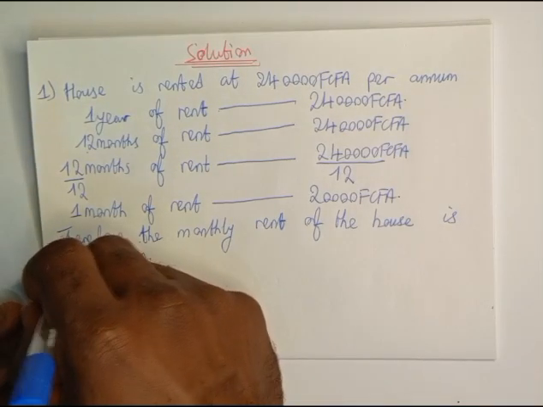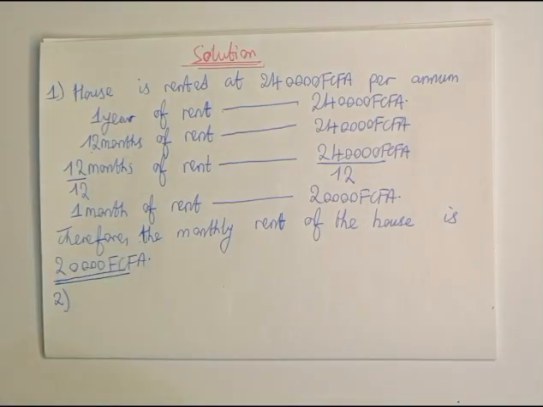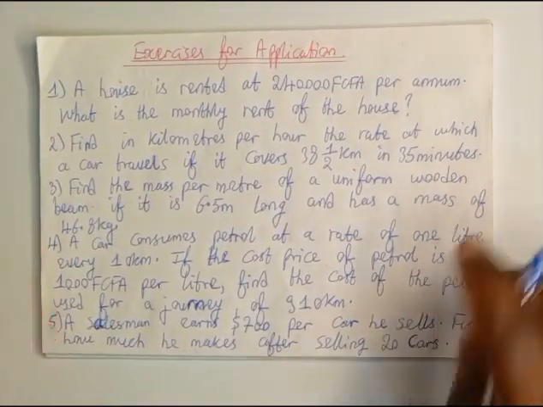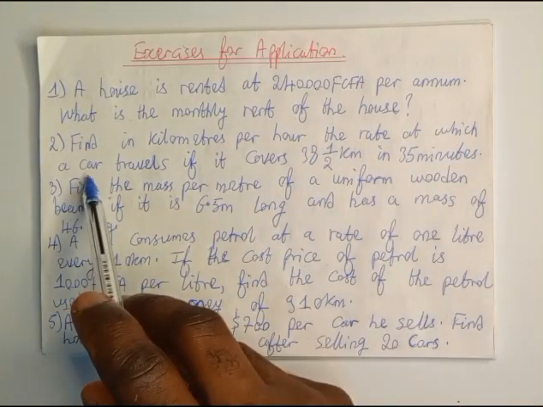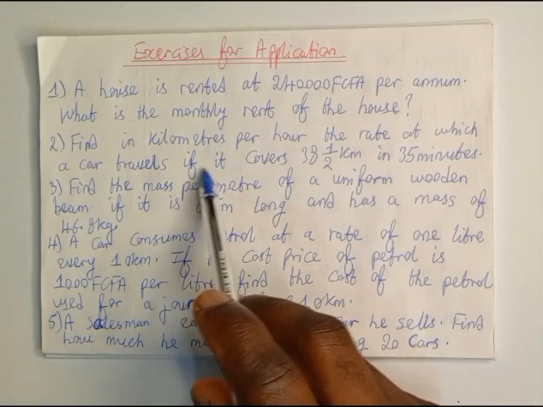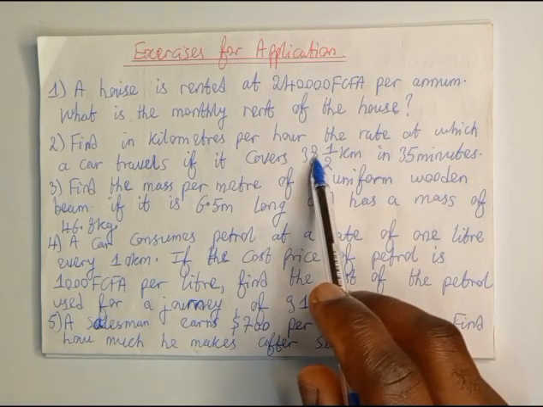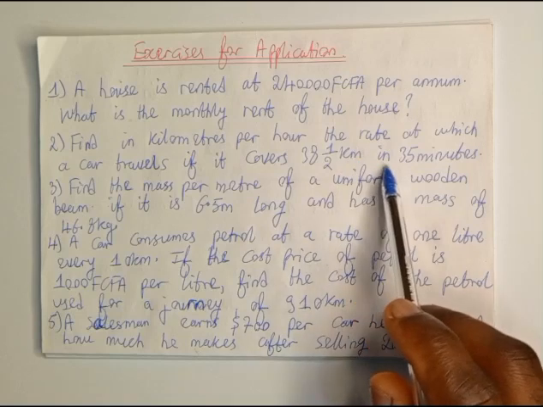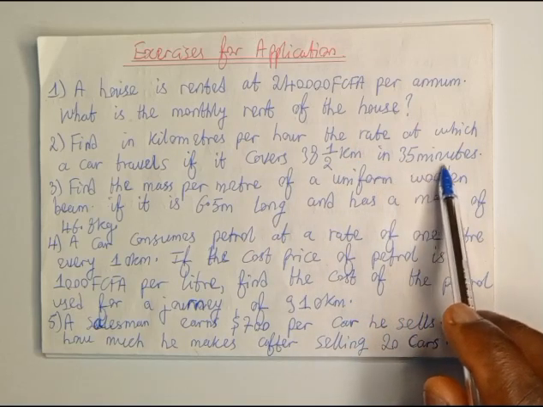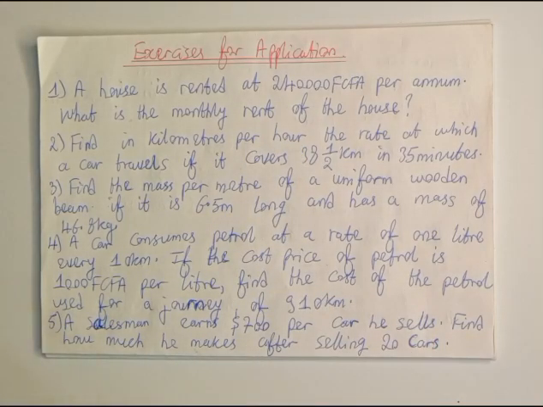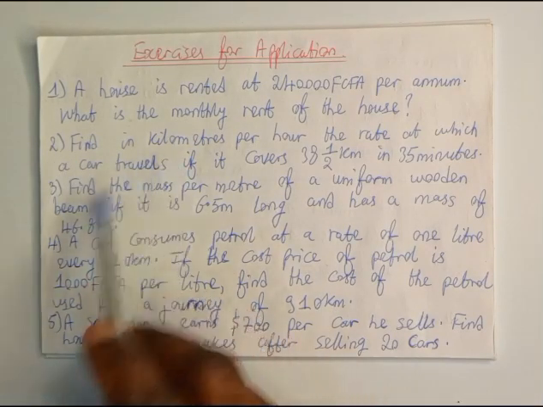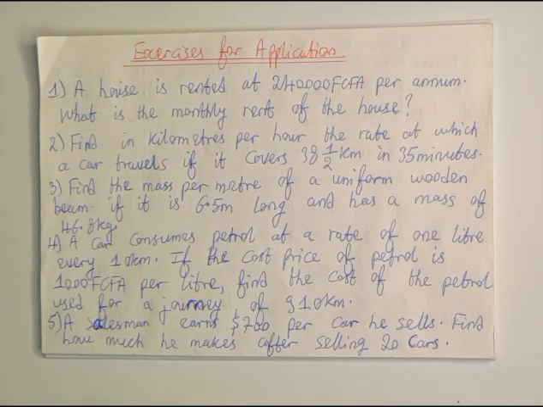We go now to question 2. For question 2, it goes, find in kilometers per hour the rate at which a car travels if it covers 38.5 kilometers in 35 minutes. Kilometers per hour is a rate. Kilometers per hour is also a unit of measuring speed. You will notice that in this question, the rate we are looking for is speed.